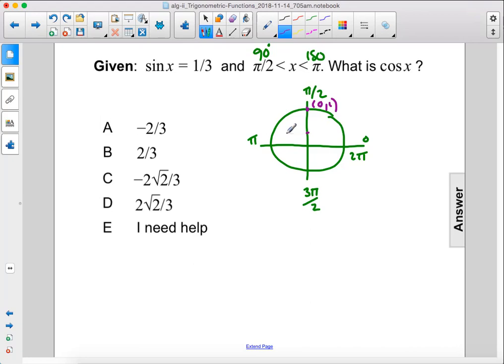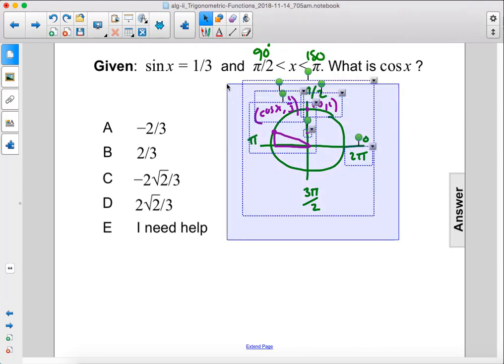So we can just go to the left and draw our point right down there. That is where our triangle is. Okay, so this point has a sine value of 1/3. We want to know what cosine is. So we have cosine x, and we have 1/3 as our sine. Let's use the Pythagorean identity. So I'm going to move these over.